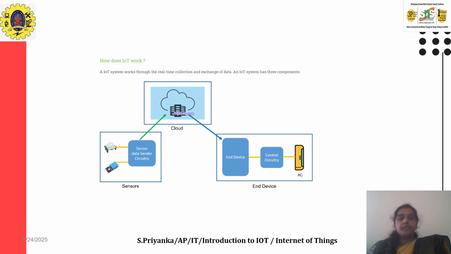First, an IoT system works through the real-time collection and exchange of data. Here, an IoT system has three components. First is your cloud, then your sensors, then end devices. The cloud is mainly used to store your data, whereas in sensors, the sensor, data sender circuits, all these are used. Whereas the end user consists of end devices and the controlling circuits. Next is the accumulator. This is the working of an IoT.